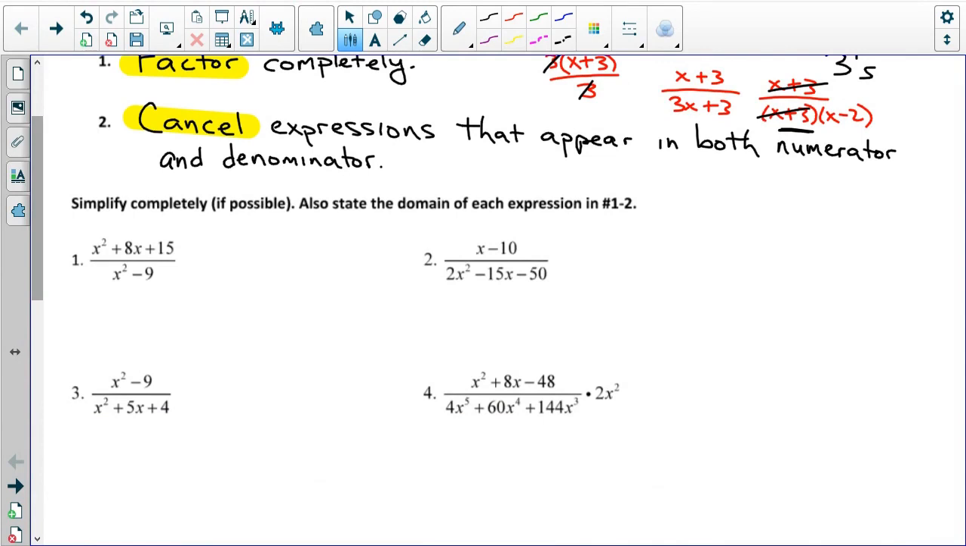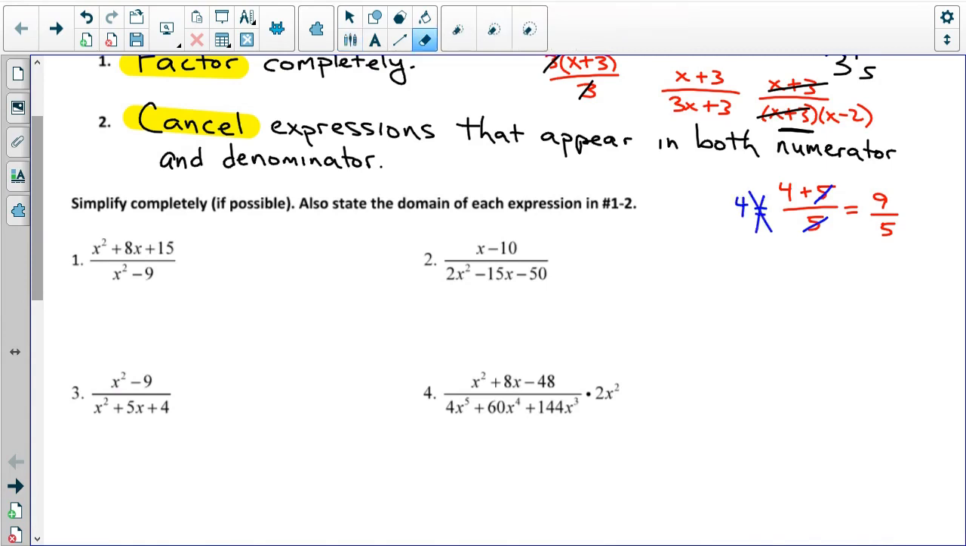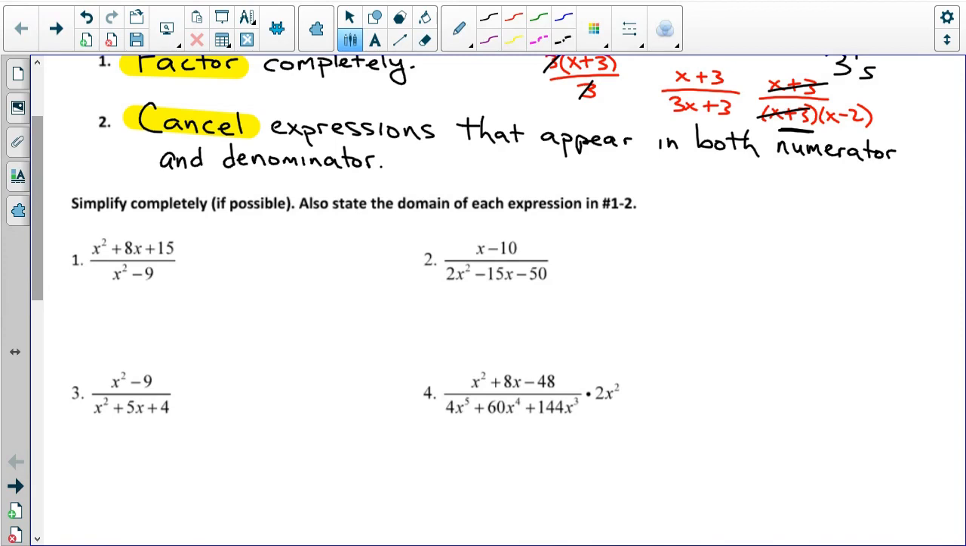And one of the reasons why that's true is if I had something like 4 plus 5 over 5, that would be 9/5. I would not be allowed to cancel off the 5's and make this equal to 4. That doesn't make any sense. So I would not be allowed to do that. That is the reason why we are not allowed to just cancel off whatever we want.